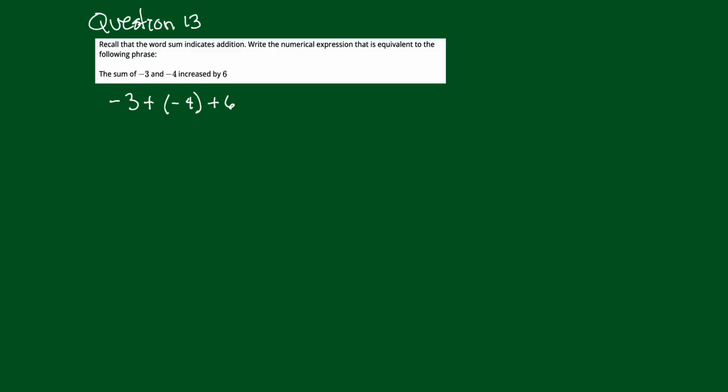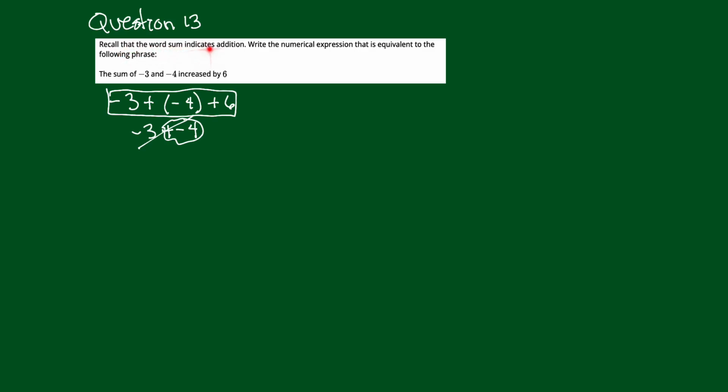And I'm not going to write it like this, negative 3 plus negative 4, all right? This is just awkward here. So let's not do that. Let's enclose that negative 4 in parentheses. So that is, I think, what we are looking for. Now, just let me check. Does it say we're supposed to simplify it?